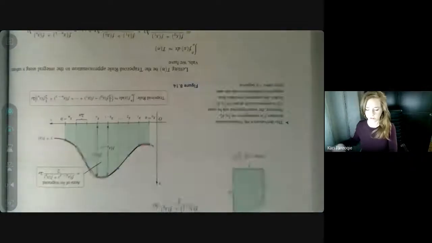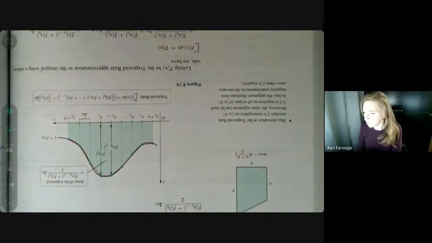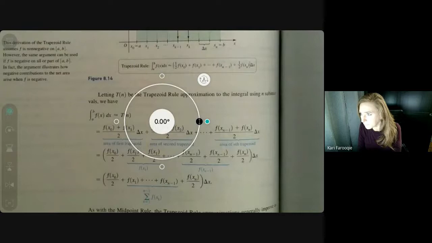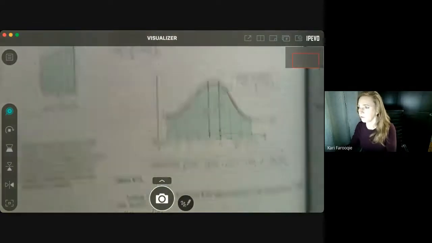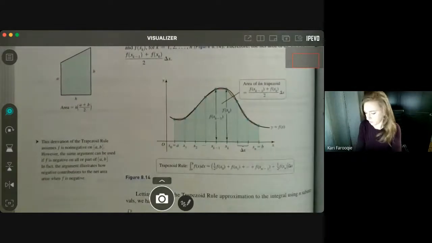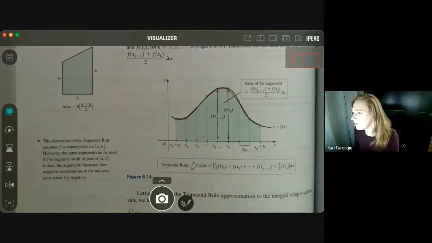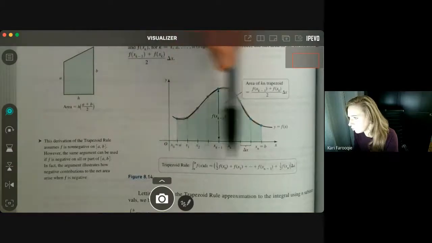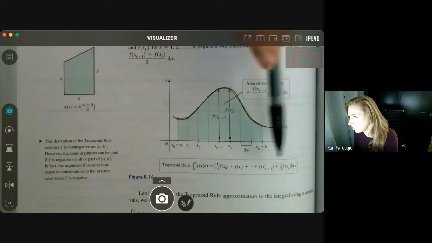This picture is a little bit harder to see just because of the way they drew the trapezoids, but I still thought it was a nice picture. Okay, so your trapezoid rule, your book lists it slightly different, so I would not write down this formula. You can if you want, but it's written slightly differently in your book.